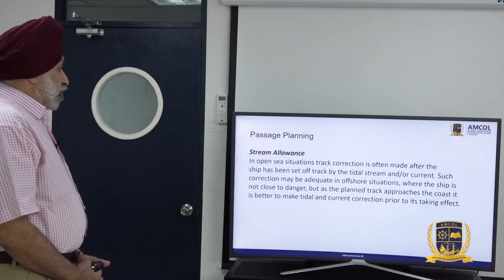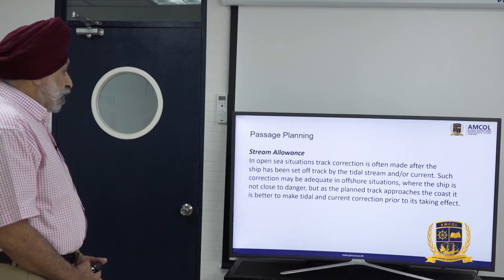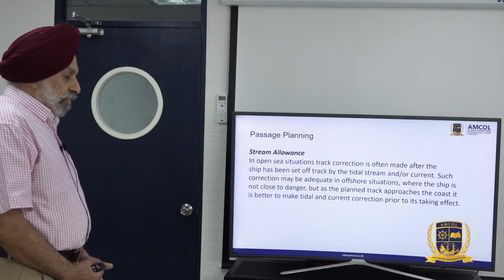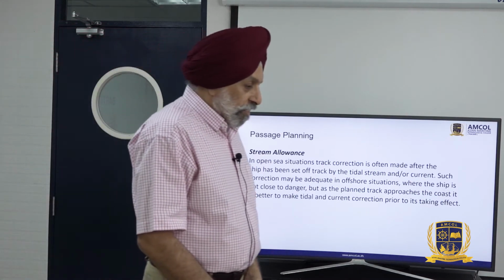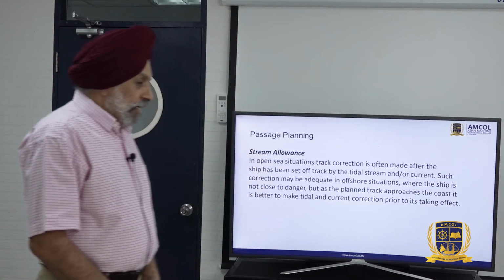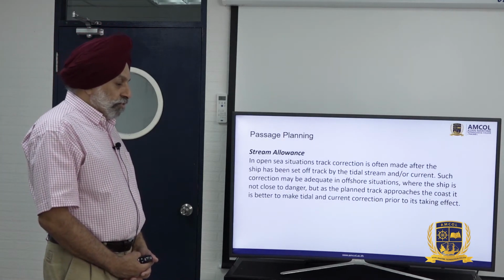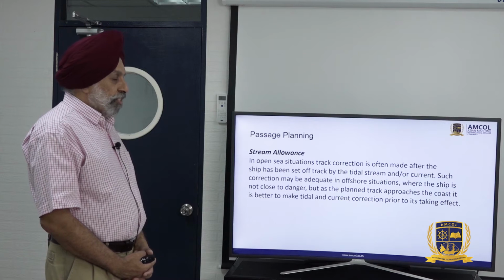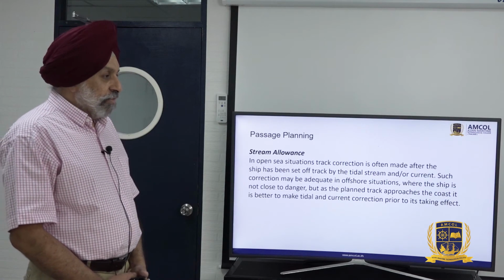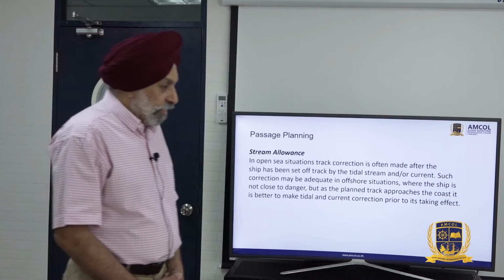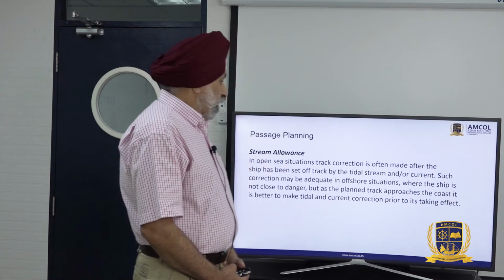Then there is stream allowance. This is what they call the tidal stream. In passage planning you need to account for the tidal stream. How is the tidal stream? Is it flooding? Is it ebbing? And this information in the navigation chart is also reflected in shapes of diamonds, for example A, B, C, D, and by referring to the tidal table you will know what is the condition of the tidal stream.